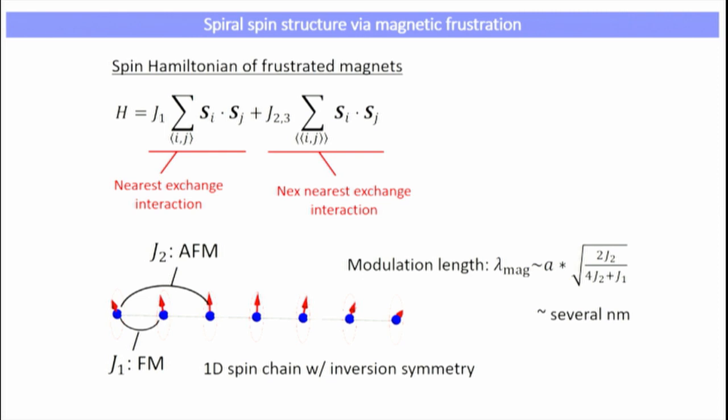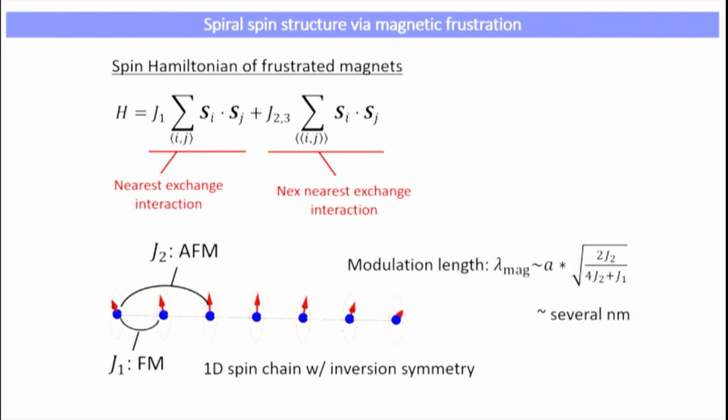In the case of the antiferromagnetic J2 interaction competing with J1, it cannot satisfy all the magnetic interactions, and the spin system finds the stable spin structure to be the spiral structure as shown here. The important point is that the magnetic modulation wavelength, lambda, can be expressed by a formula of the exchange interactions only, which is because the spin doesn't have any parameter for the spin-orbit interactions.